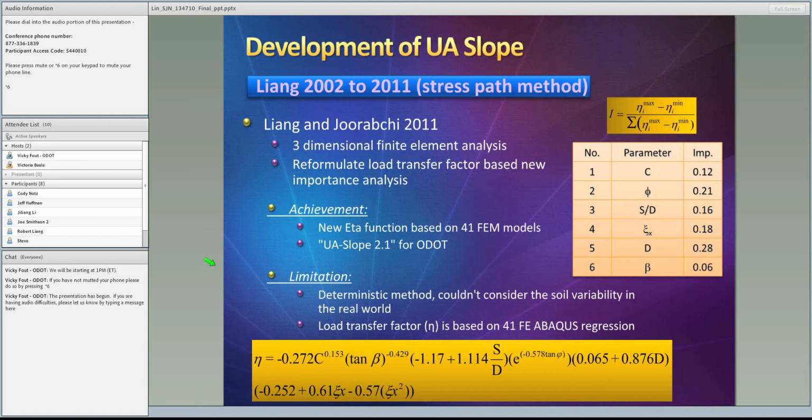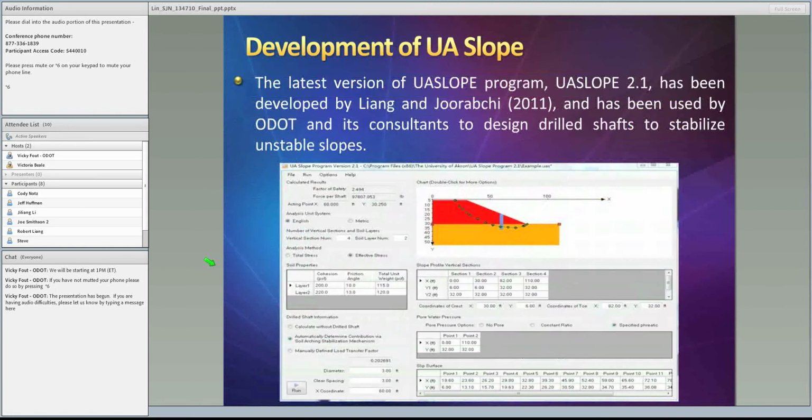The limitations of this method are, first, that it is a deterministic method, which couldn't consider the soil variability in the real world. Second, the load transfer factor is based on a 41 finite element model regression, which means there is some bias inside the semi-empirical equations. This is UASLOPE 2.1, the latest version of the program, and it has been used by ODOT and its consultants to design geoshafts and to stabilize unstable slopes.